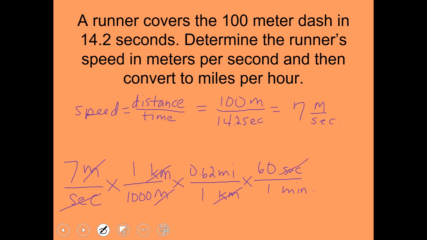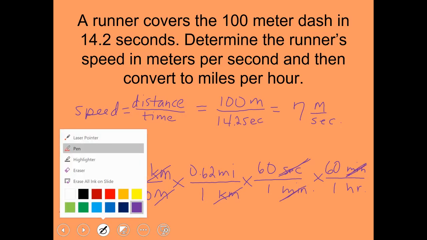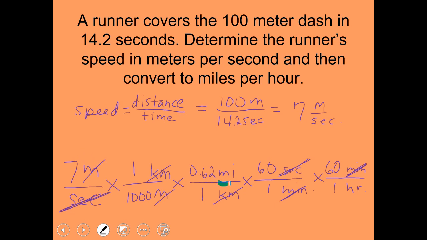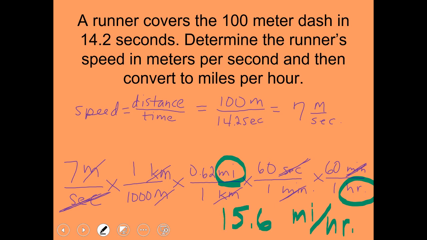Seconds has to be on top in my factor because it's on the bottom over here, and it'll divide out. I got to put the minutes on top here. 60 minutes in an hour, top and bottom are equal, so that my minutes divide out. And when I'm done, miles and hour were not canceled. So my answer is in miles per hour. I got 15.6, or maybe you rounded it to 16. That's fine.